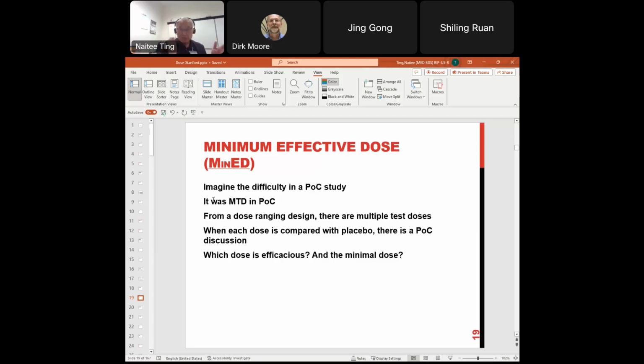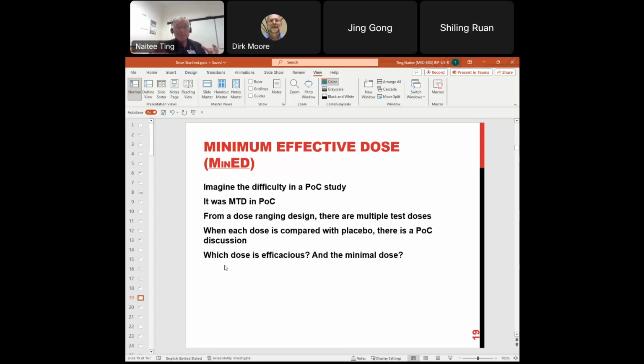But POC is only at MTD at the highest dose. When you do a dose ranging study, have high, medium, low dose, you're going to have this POC discussion for every dose. So from a dose ranging design, there are multiple test doses. When each dose is compared to placebo, there's a POC discussion. And then we have to identify which dose is efficacious, which is not. Among the efficacious doses, we'll try to find the minimum. That's why minimum effect dose is mission impossible.